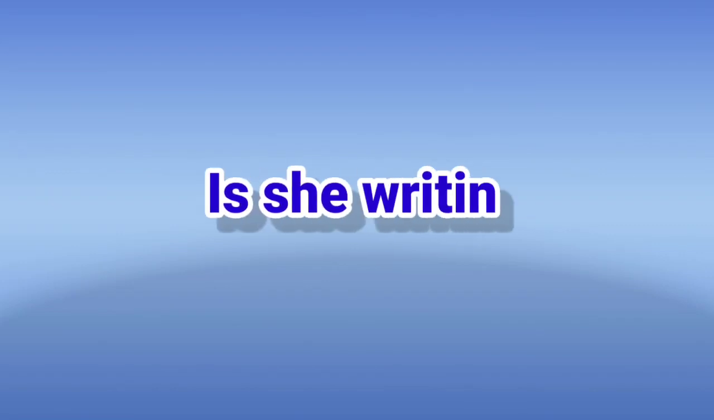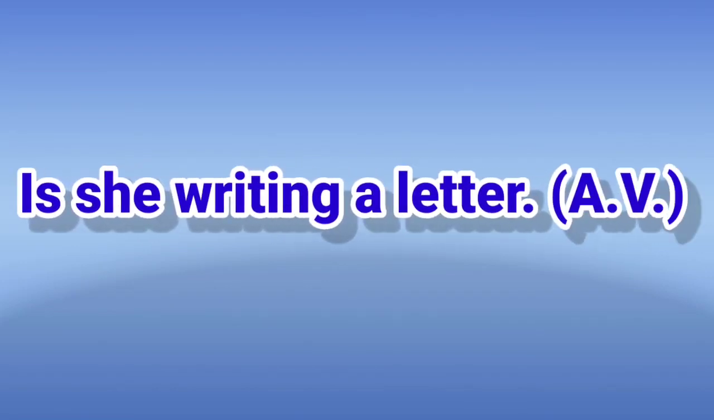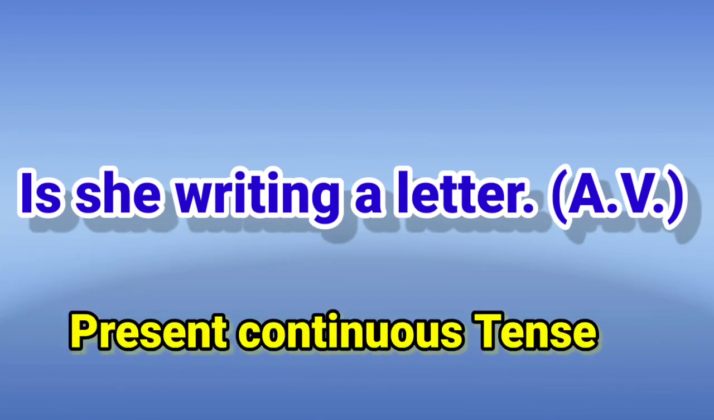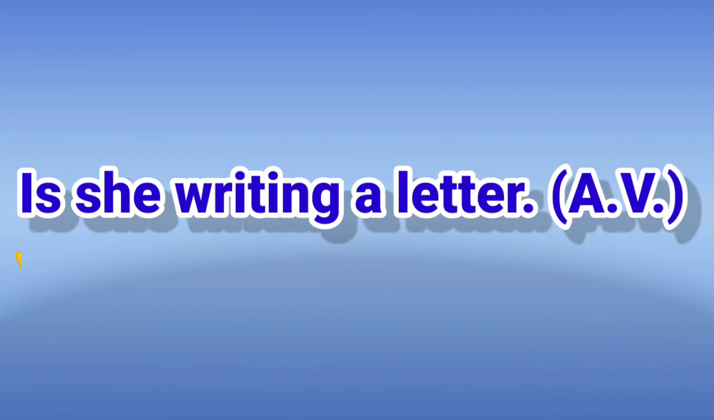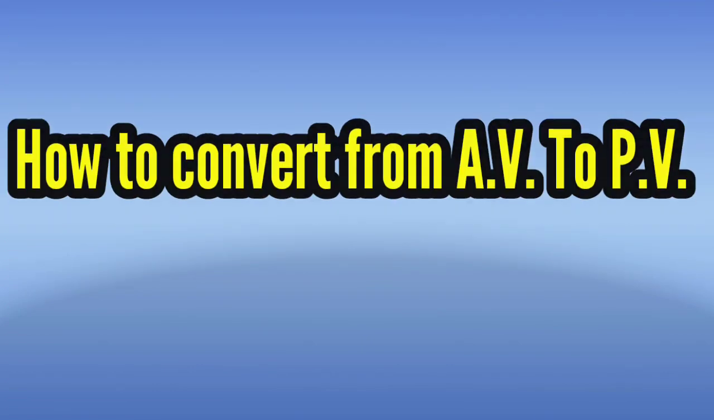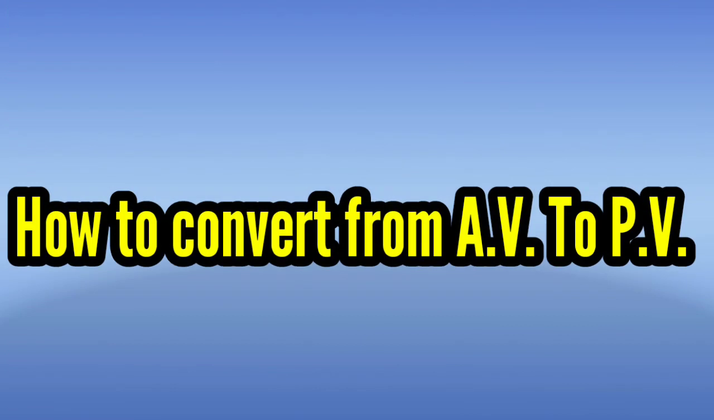Now look at the following example. Is she writing a letter? This sentence has begun with a helping verb. It is in present continuous tense. In this sentence, "is" is a helping verb, she is subject, writing is main verb, a letter is object. Now, how to convert from active voice to passive voice?